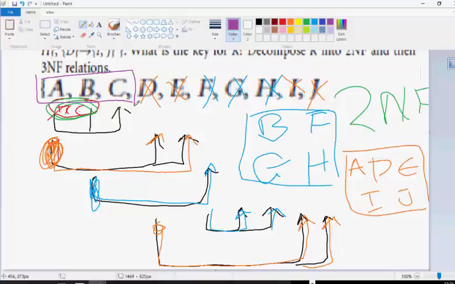So the root of the blue group is what? B. So I'm going to leave that in. The root of the orange group is A. I'm going to leave that in. But everyone else can be replicated in the other table.